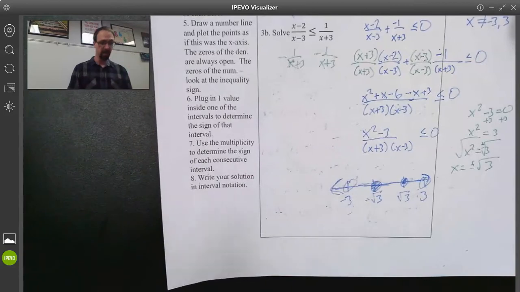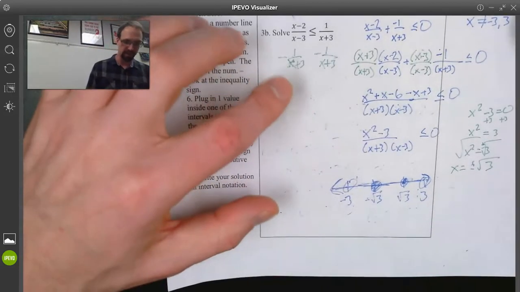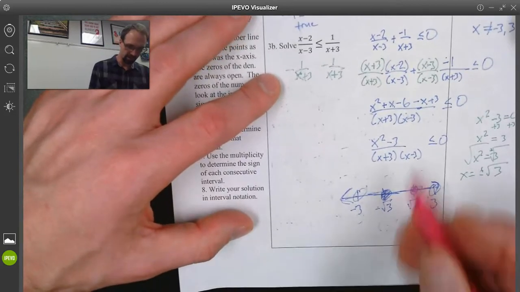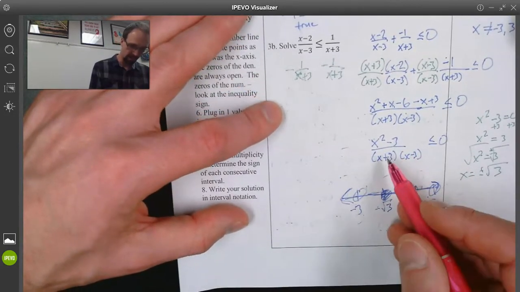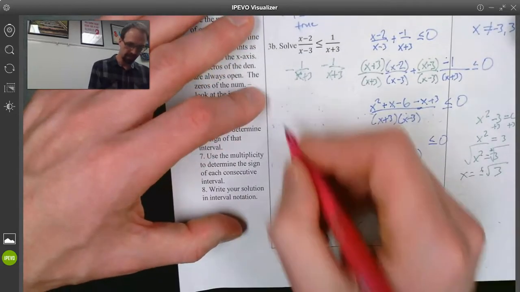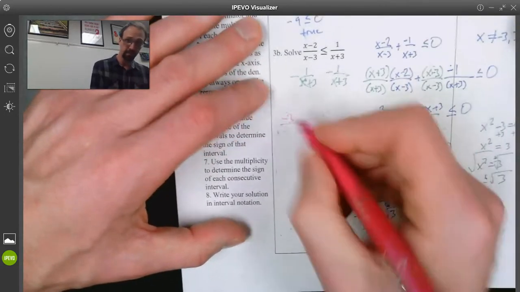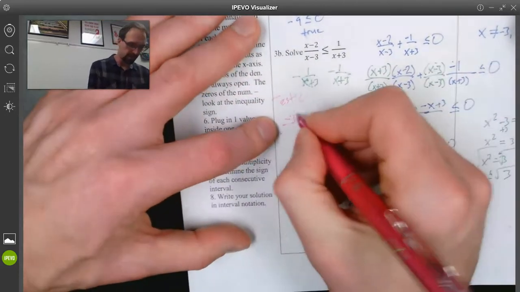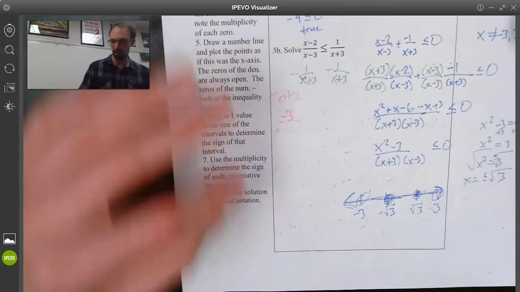Now to find where 0 is, I can plug in 0 and check to see what's happening here. I'm going to end up with 0 squared minus 3, so -3 in the numerator. So when I test 0, I end up with -3 in the numerator. Sorry, that's kind of hard to see.